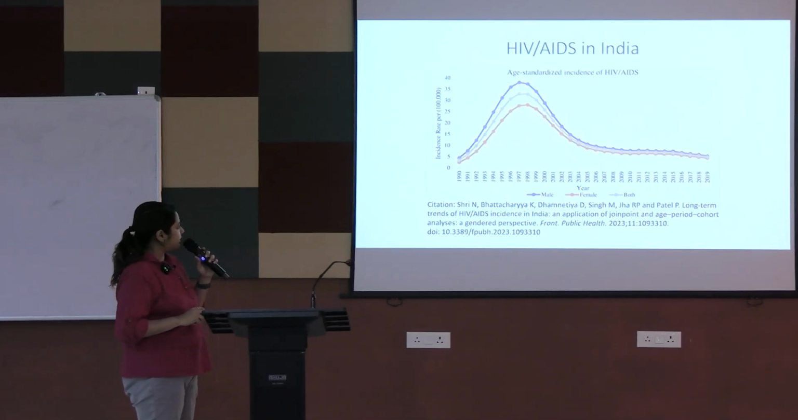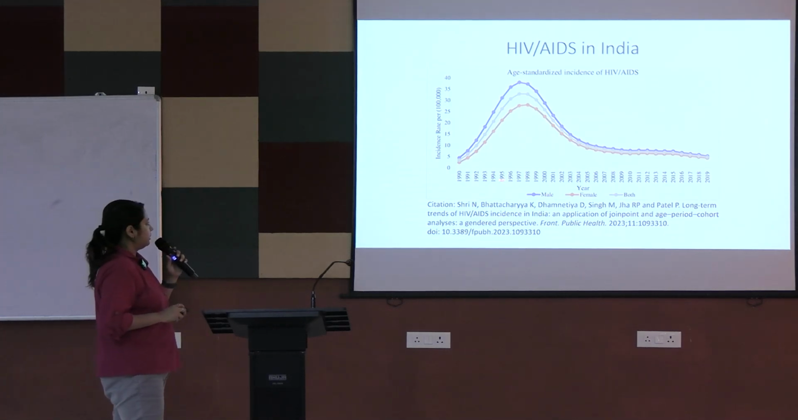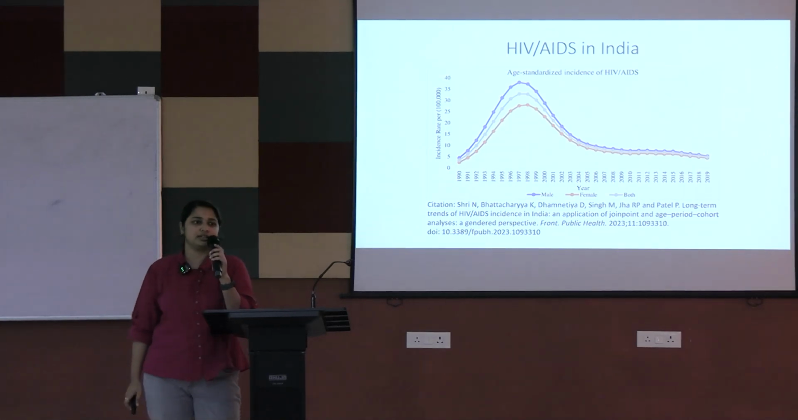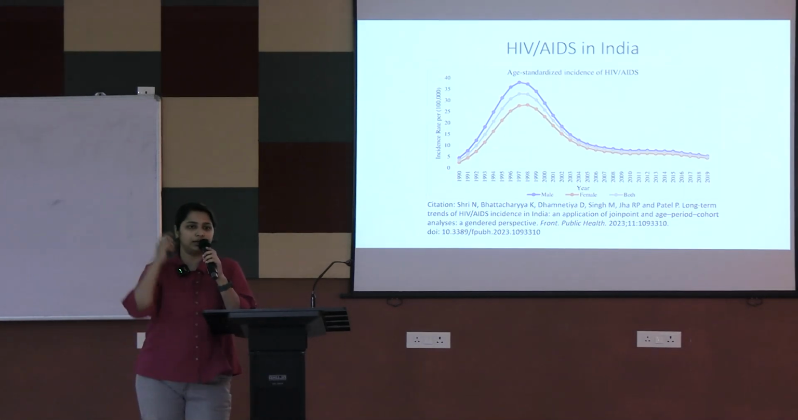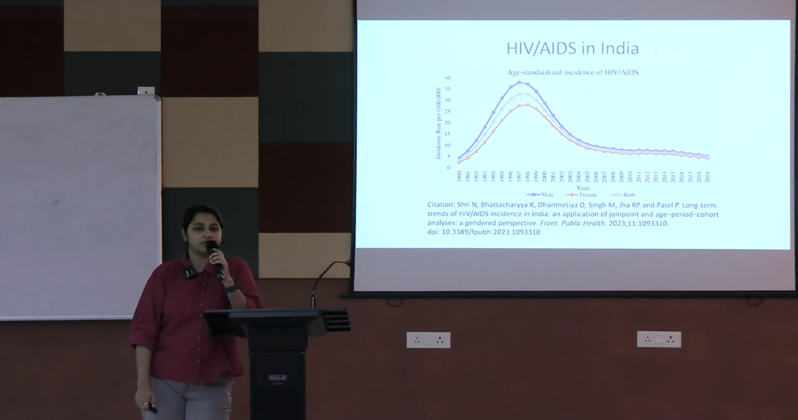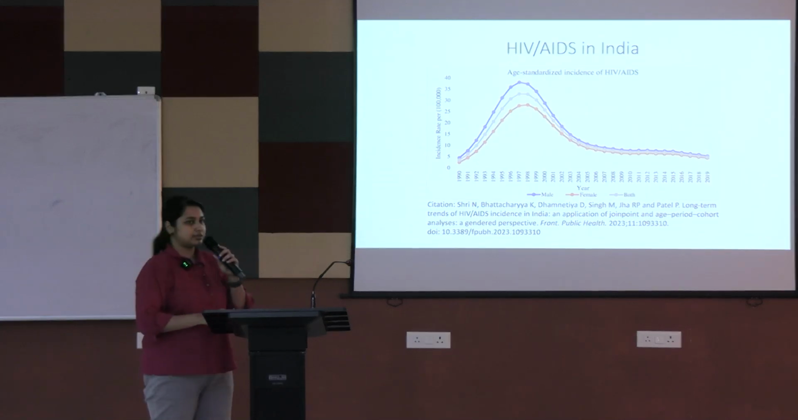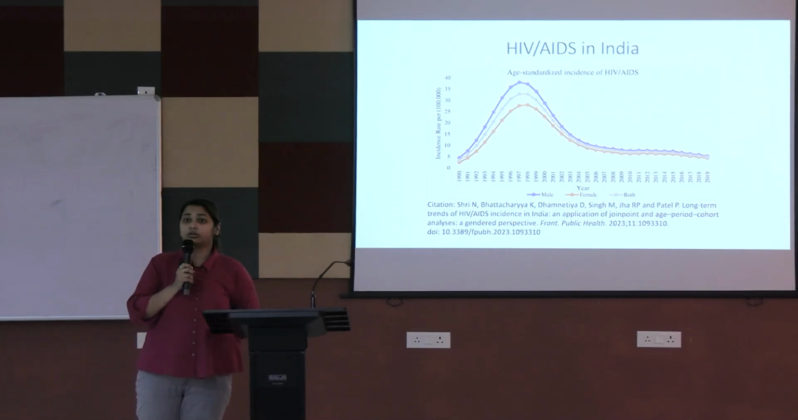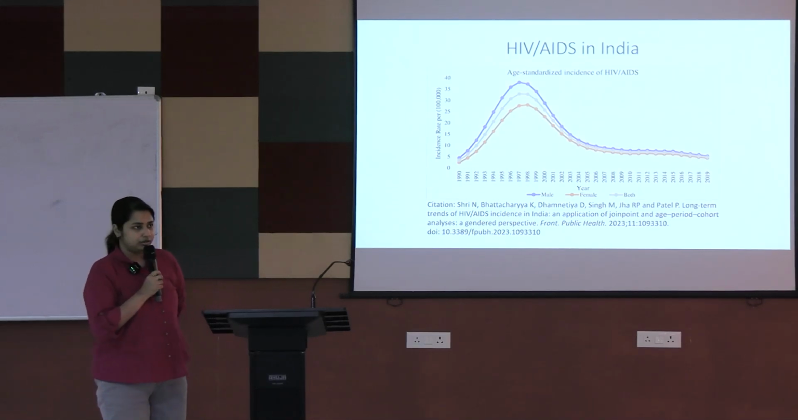This is the HIV AIDS graph in India. As you can see, it has been mapped throughout the years. What is this type of diagram called? Among the bars and the pie chart, the graphical representation of data, what is this diagram called? Case numbers have been mapped throughout the years. This type of diagram is called a line diagram.